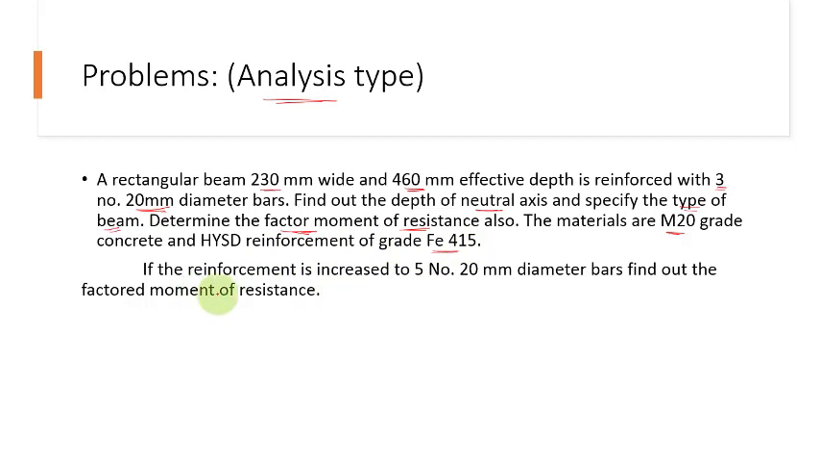Now further, there is an extension of the question saying if AST is revised to 5 numbers of 20 mm diameter, what we have to do? We have to compute the factored moment of resistance. So again, you need to compute the ultimate moment of resistance. Here the terms factored moment of resistance and ultimate moment of resistance both mean the same. So let us solve this problem.